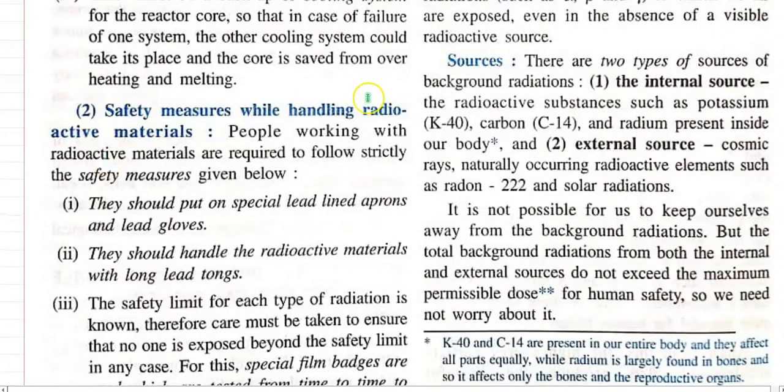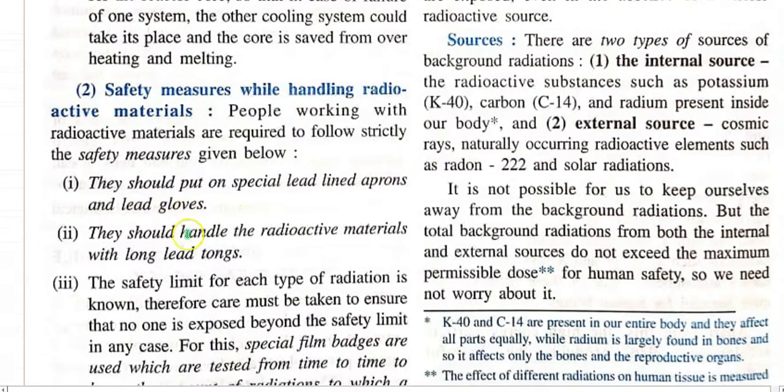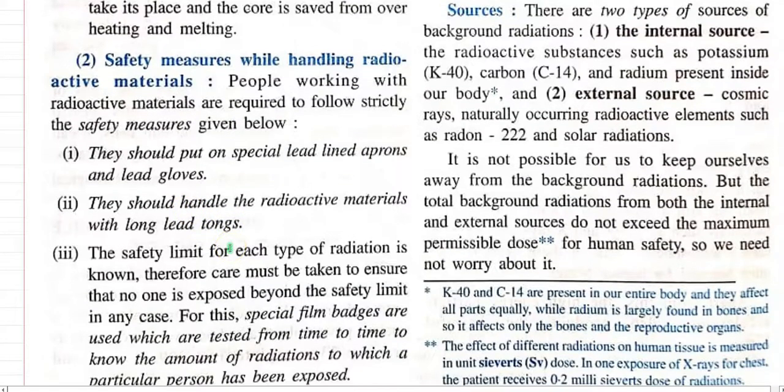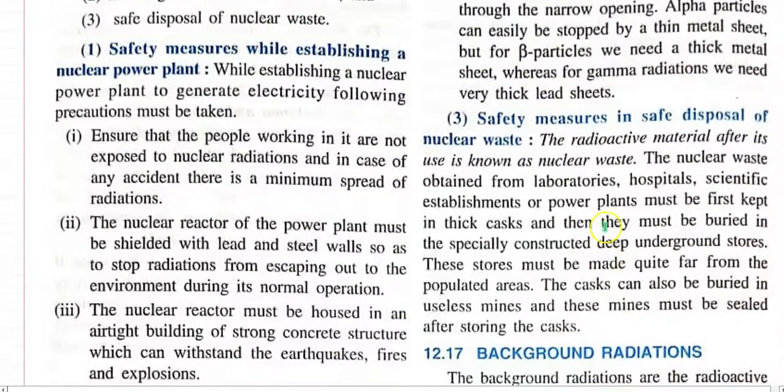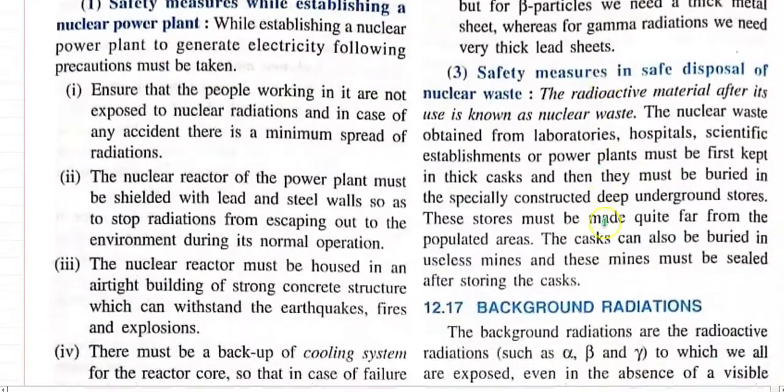Safety measures while handling radioactive material. During handling of radioactive material, we have to keep a sufficient distance from it. Okay. And they should put on special lead-lined aprons and lead gloves. Okay. They should handle radioactive material with long lead tongs, and there are many more things we have to read. Thank you.